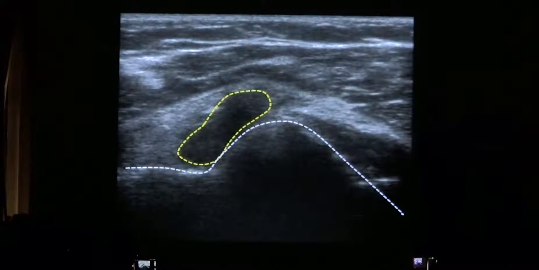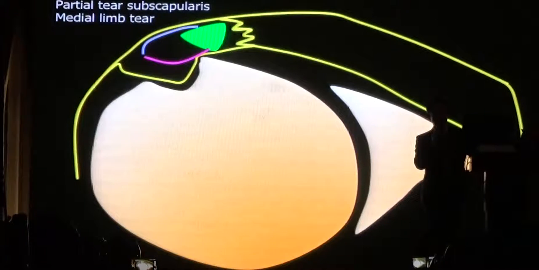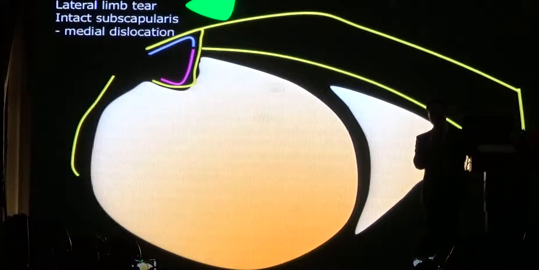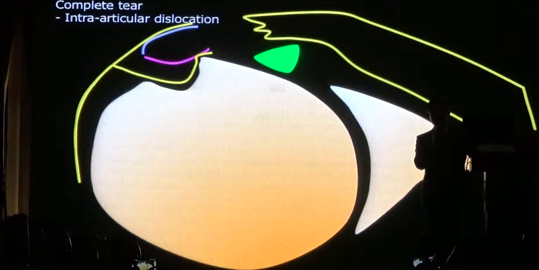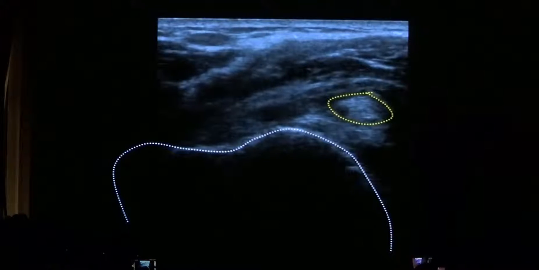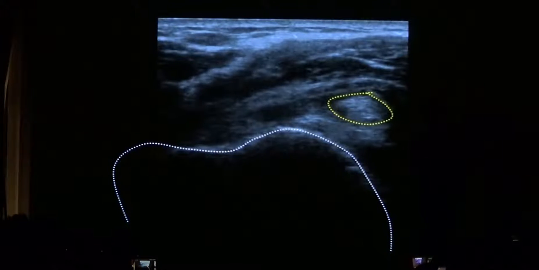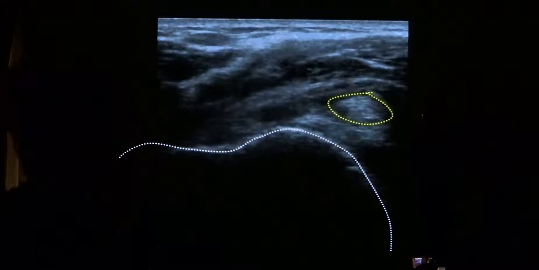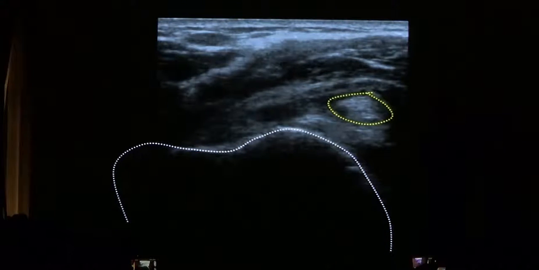And in the initial phase, it will look like this. And eventually, you can have a tear and dislocation of that tendon, and that tendon can even fall into the middle of the joint. And you can have an appearance like this, where the tendon lies deep to the subscapularis tendon.